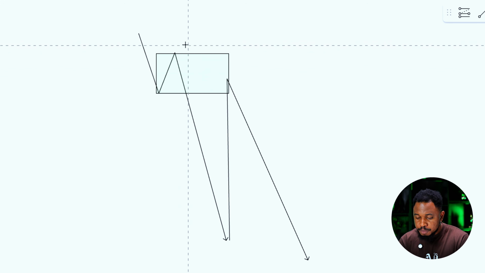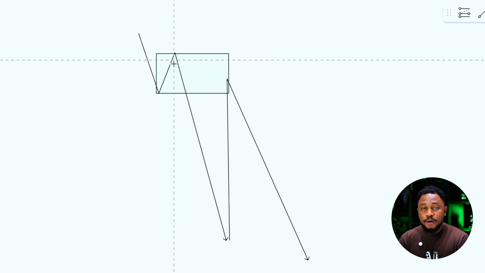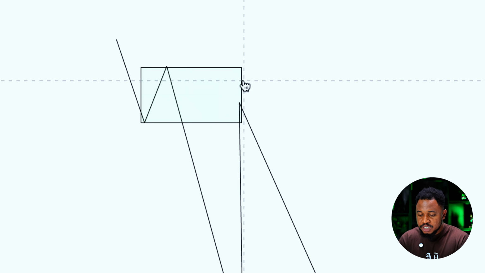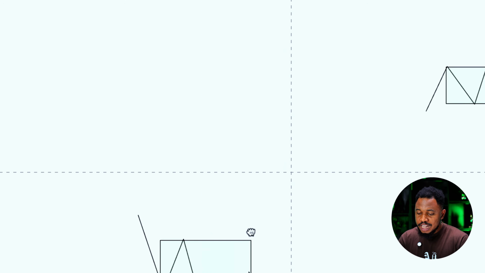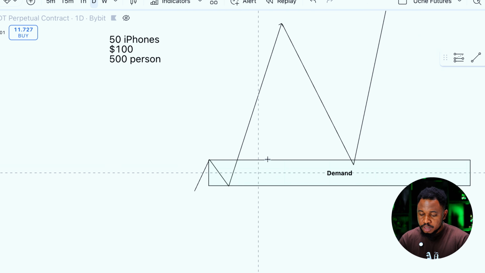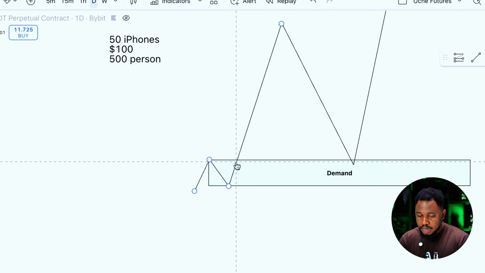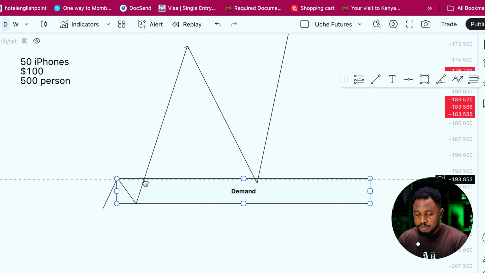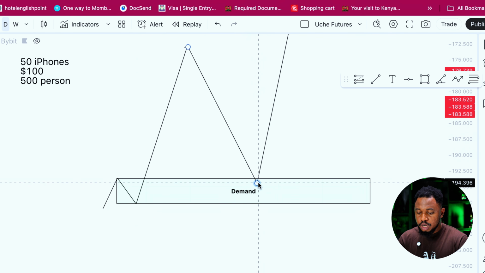So supply and demand is basically the last candle before an impulsive move. This particular candle here that led to this impulsive move is actually where your supply is. Likewise, this one right here, this particular candle was responsible for this impulsive move. So therefore, this area here is your area of demand.